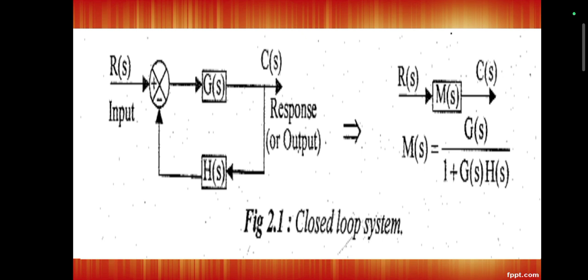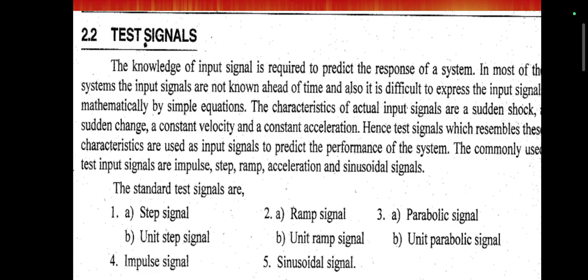So here it can be written as R(s), and G(s) and H(s) connected in feedback can be written as M(s), and output is C(s). This M(s) is the feedback system. Feedback system is noted as G divided by 1 plus GH. That is, in case of time response analysis, G(s) divided by 1 plus G(s) into H(s). Based upon this, we have the signals category.